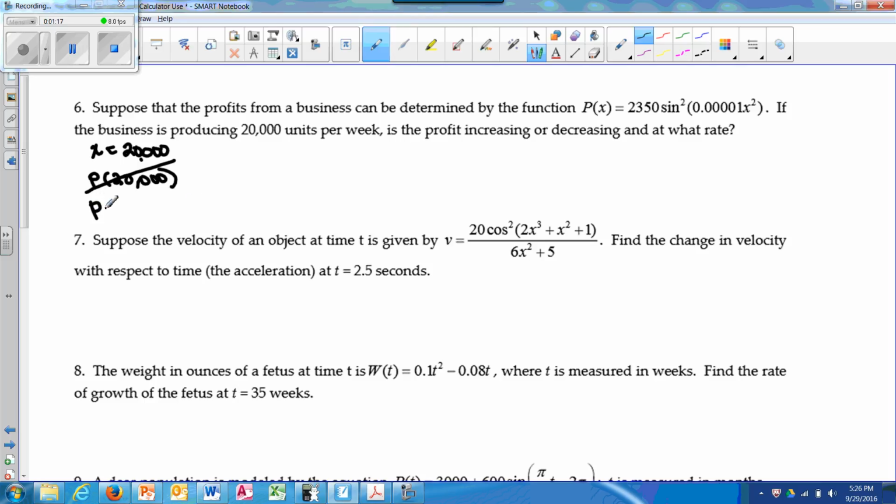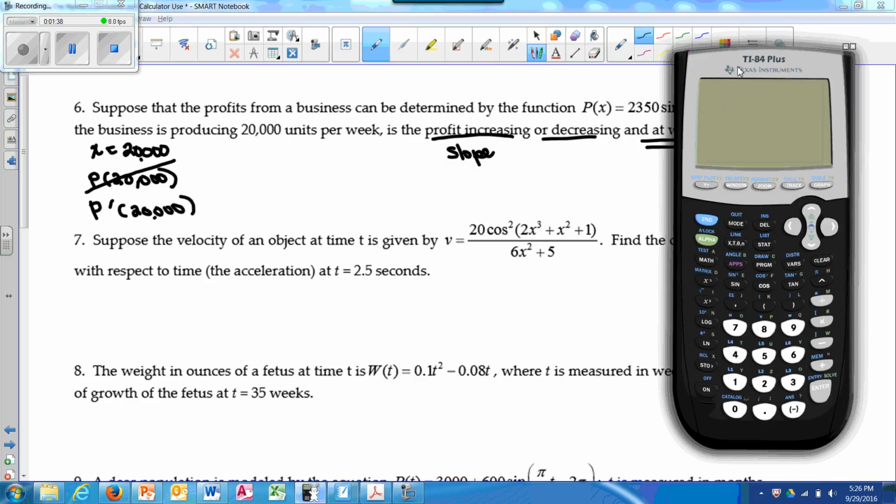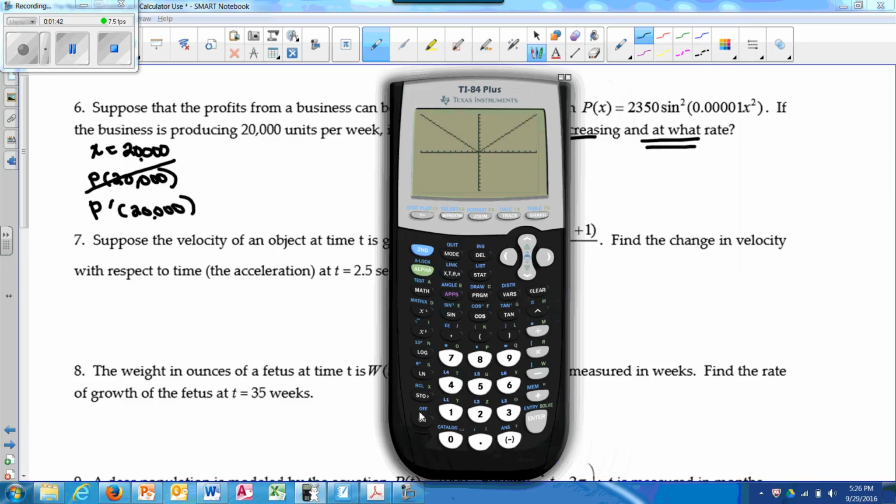Our profit would be P of 20,000, but that's not what they're asking us for. They're asking us for P prime of 20,000. They would like to know, is the profit increasing or decreasing? Increasing or decreasing is always determined by slope, and they want to know specifically what rate. So we're going to go to our calculator.